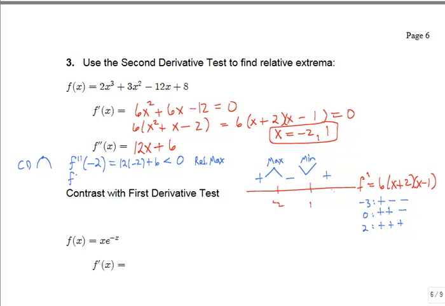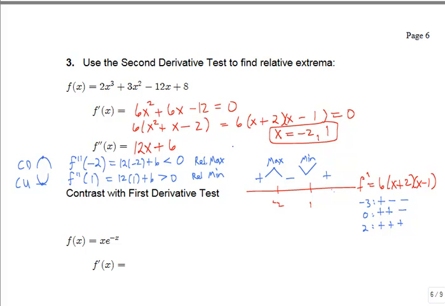Then I would take my second derivative and I would plug in 1. So 12 times 1 is 12 plus 6, that's a positive. So that means we're concave up. And if you're concave up, the only kind of extrema you could have would be a relative min, because you would be that U shape.